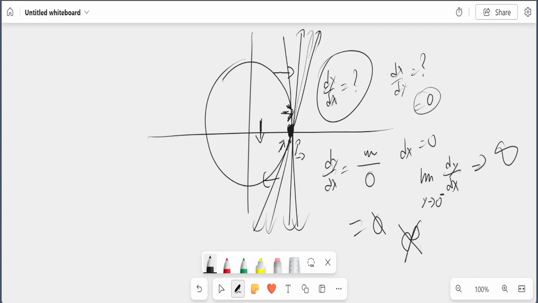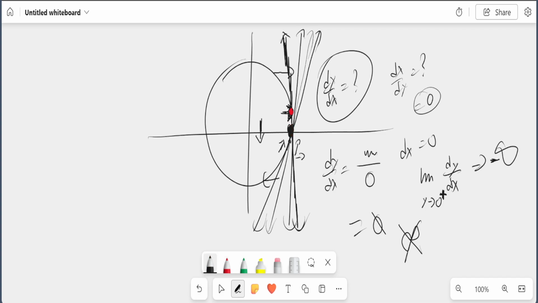Now, if we say the limit as y goes to 0 from the positive side, now it's negative infinity. Do you see how our slope is getting steeper if we pick points up here instead of down here? We're still getting closer to this point, but now it's going to negative infinity.